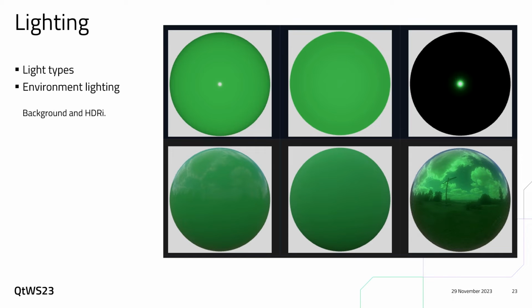We have also the possibility of image-based lighting, where we can specify an HDR image to light our scene, and this lighting may be independent or in addition to standard lights.